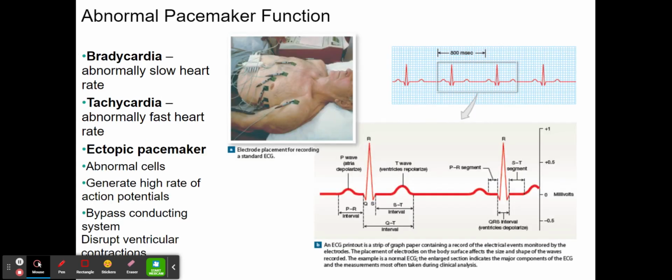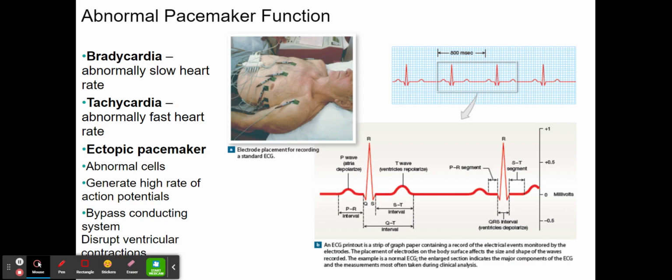If an abnormal conducting cell or ventricular muscle cell begins generating action potentials at a higher rate, the impulses can override those of the SA or the AV node. The origin of these abnormal signals is called an ectopic pacemaker. The activity of an ectopic pacemaker partially or completely bypasses the conducting system, disrupting the timing of ventricular contraction. The result may be a dangerous reduction in the pumping efficiency of the heart.